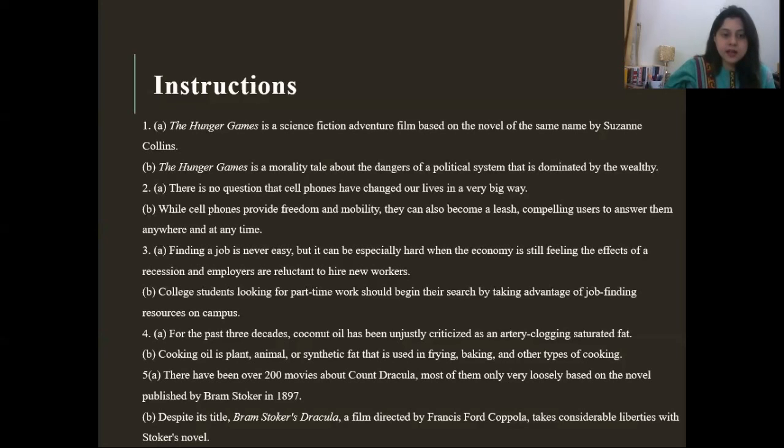Cooking oil is plant, animal, or synthetic fat that is used in frying, baking, and other types of cooking. Now this is very easy. In the first thesis statement, we are discussing that for the past 3 decades, coconut oil has been criticized. Why? Because it's considered as an artery clogging saturated fat. So why has it been criticized? The writers believe this is the main reason.